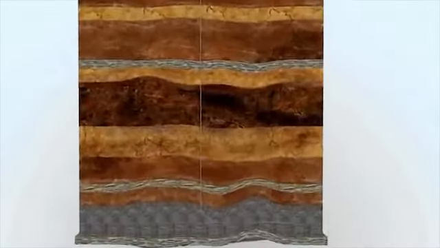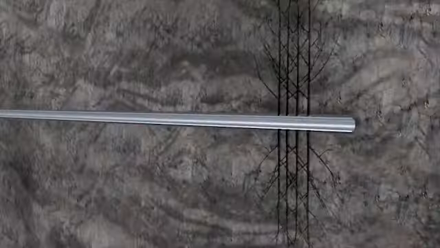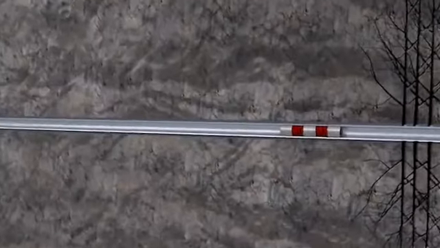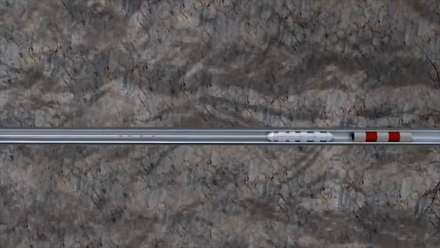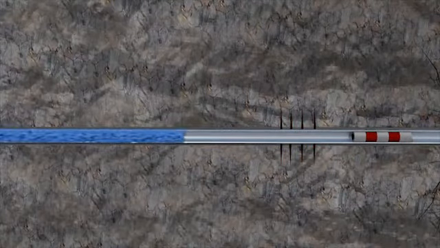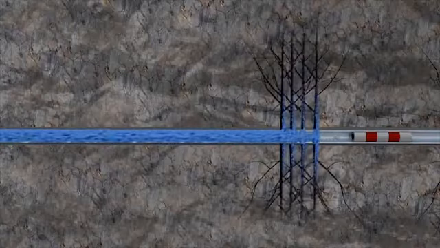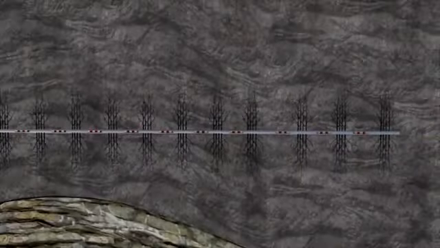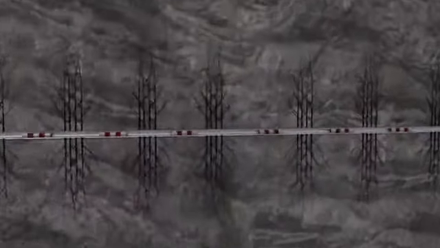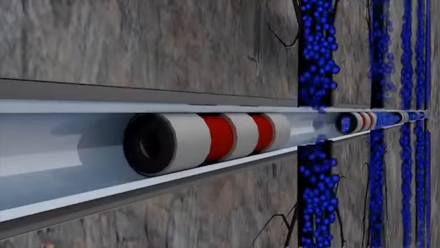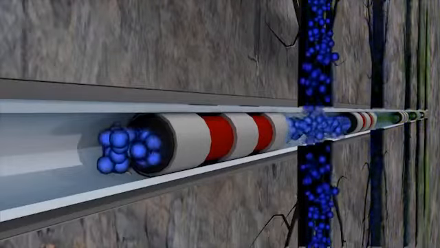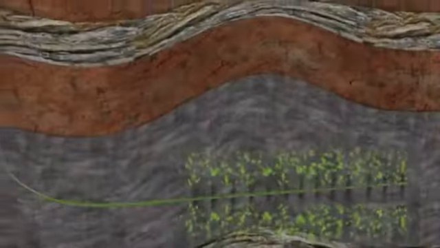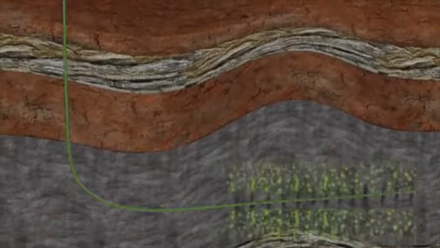This initial stimulation segment is then isolated with a specially designed plug, and the perforating guns are used to perforate the next stage. This stage is then hydraulically fractured in the same manner. This process is repeated along the entire horizontal section of the well, which can extend several miles. Once the stimulation is complete, the isolation plugs are drilled out and production begins. Initially water and then natural gas or oil flows into the horizontal casing and up the wellbore.